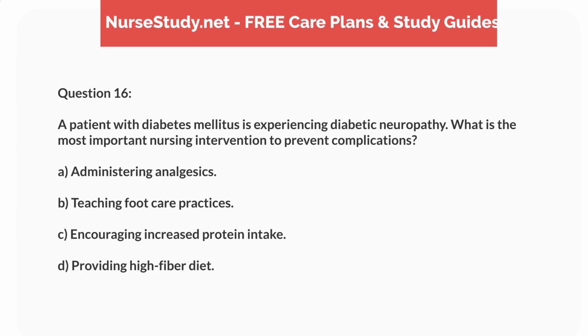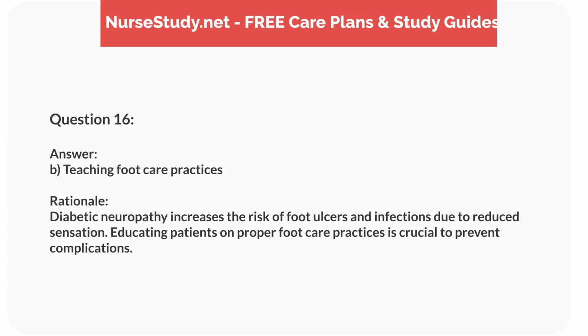Question 16. A patient with diabetes mellitus is experiencing diabetic neuropathy. What is the most important nursing intervention to prevent complications? A. Administering analgesics. B. Teaching foot care practices. C. Encouraging increased protein intake. D. Providing high-fiber diet. Answer: B.